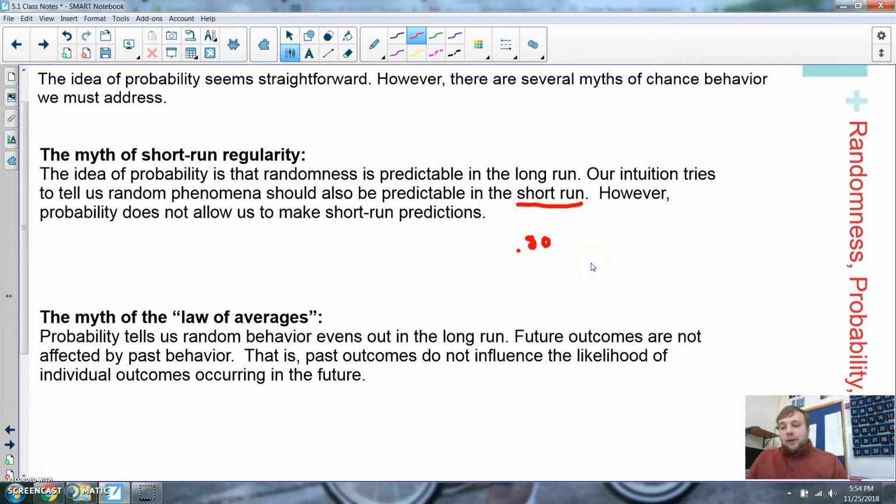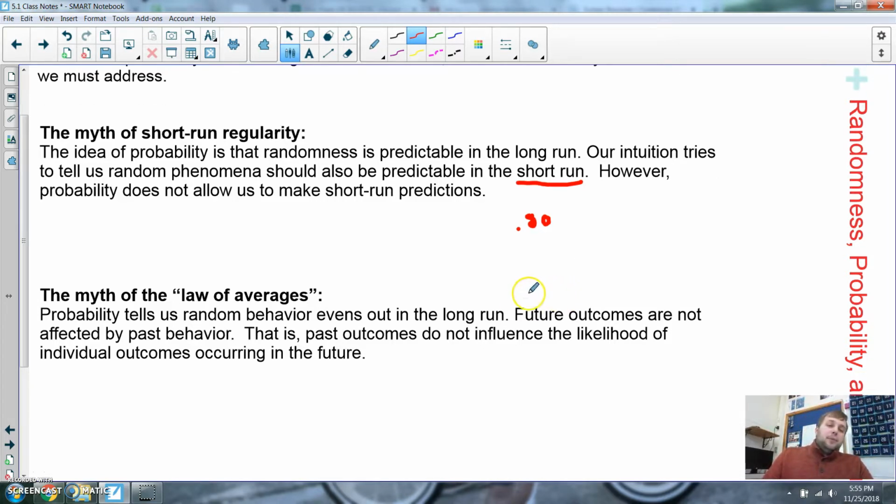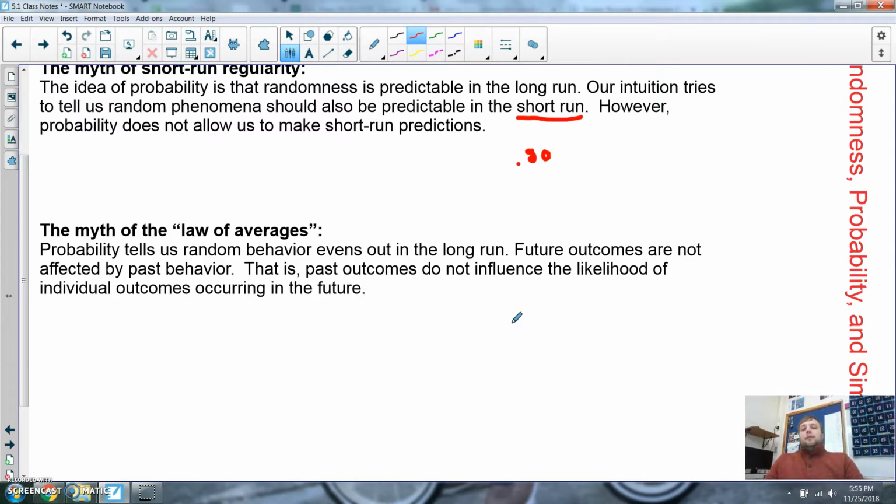It's very possible to get results that are way different if you only do it a couple times. For instance, flipping a coin. Oh no, I got 3 heads out of 3 flips. Wow, what are the chances? Not too bad. But then the last one is the myth of the law of averages.